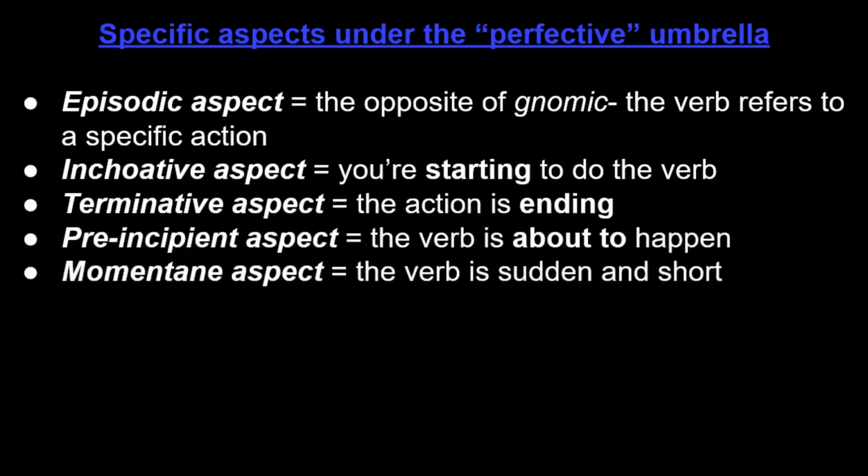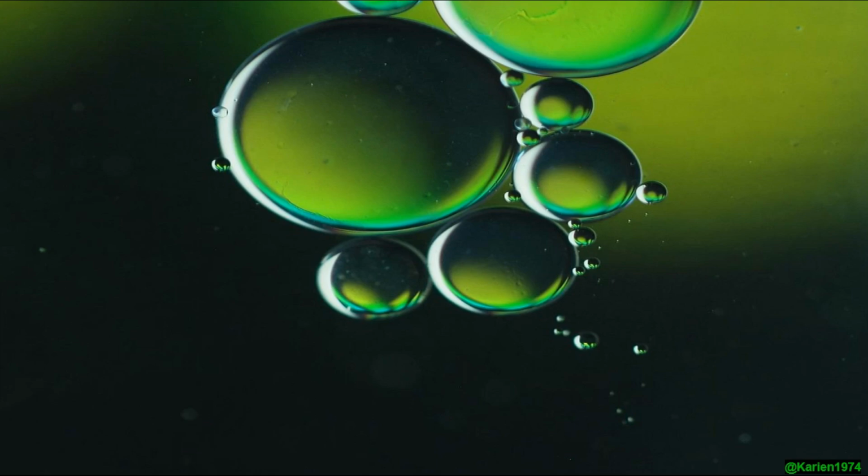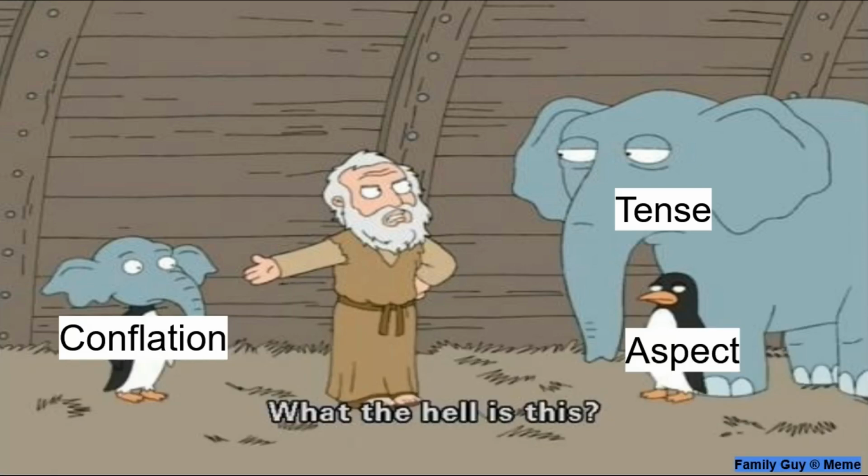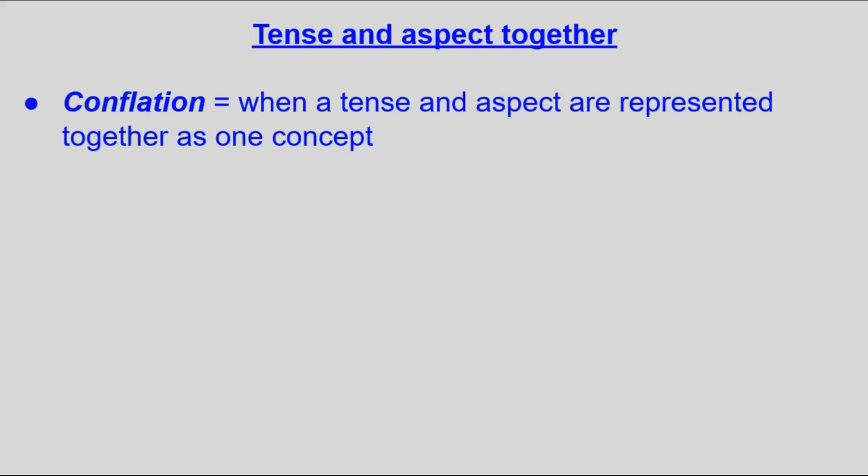And finally, there's the momentane aspect, which is only used in Finnish, and it indicates that an action is sudden and doesn't take much time. Now so far, all the tenses and aspects we've been talking about are separate concepts that only belong within one of those categories. However, sometimes in a language, a conjugation will happen that conceptually combines a tense and an aspect. These are called conflations, and some of them have names of their own.